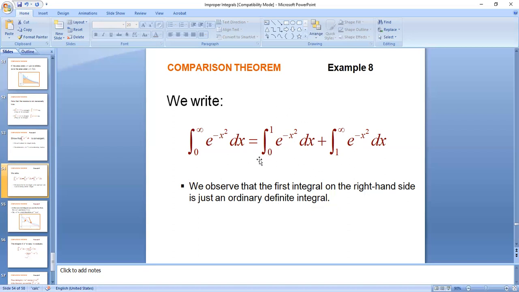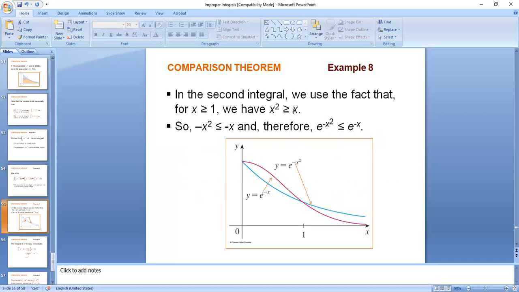This one is referring to this. It's an ordinary definite integral. Why is that? Because we just substituted here e raised to 0 and e raised to 1 squared. That would still be e raised to negative 1. Okay, for this one, the first integral on the right side, we proceed.